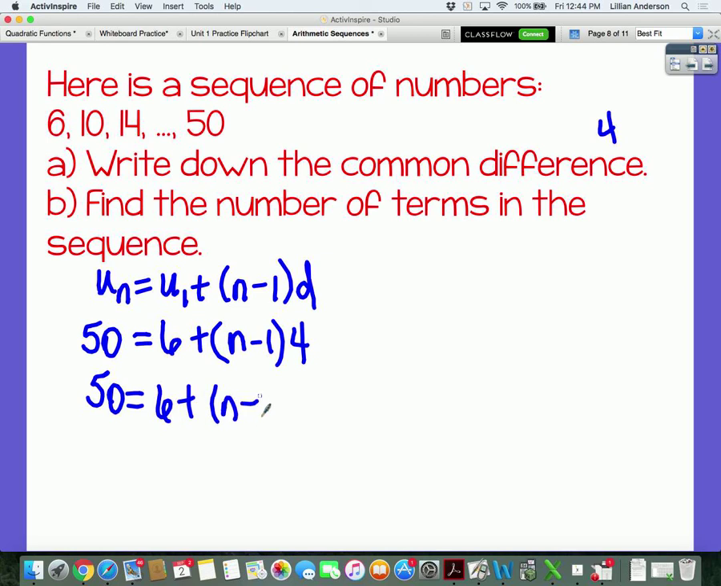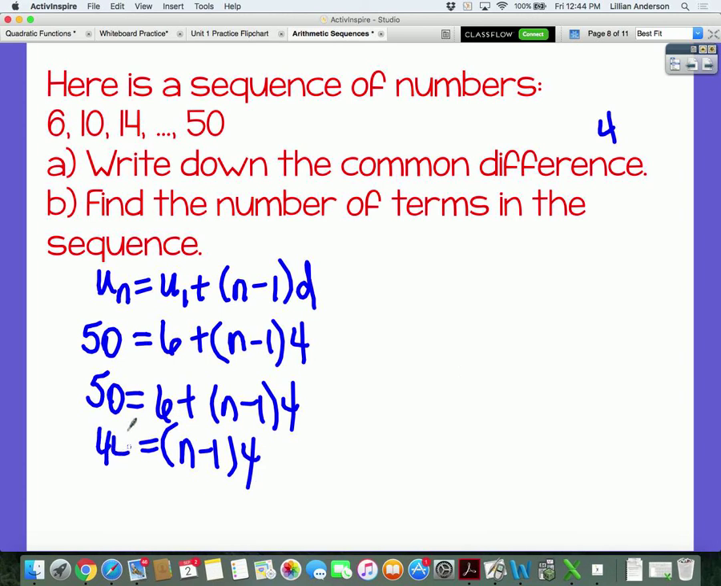Okay, that's one way we do it. Subtract 6, which will give me what? 44, and then divide both sides by 4. So you'll have 11 equals n minus 1, and then add 1, which is 12.